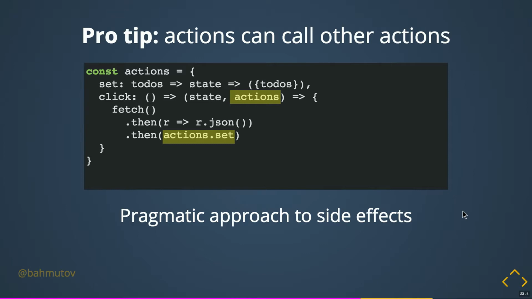Okay, so actions can call other actions. We know that the view function receives state and actions. The actions themselves receive the current state and actions, so they can trigger other actions. In this case, for example, if you want to fetch some data on click, we make a request to go outside. Well, what do we do with the result? We have to set it back into the state so we can re-render. So you can just call the action set, and the view will update itself.